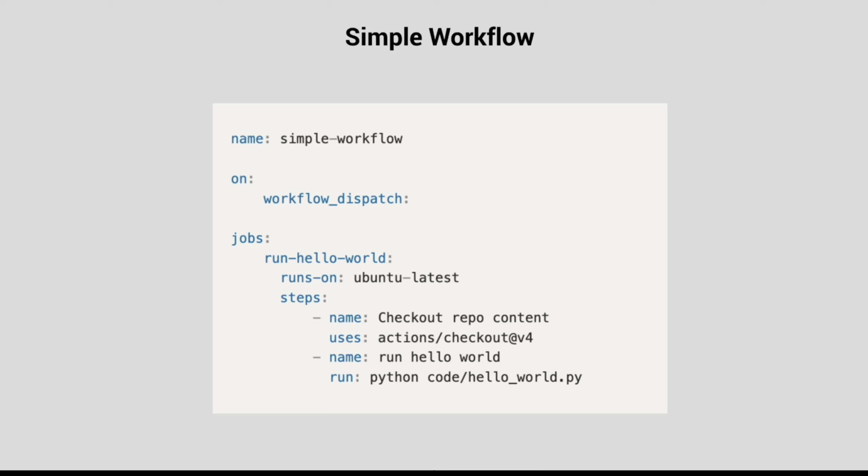Then, apply a pre-built GitHub Action, checkout at v4, to pull the repository content into the runner's environment. This ensures that the workflow has access to all the necessary files and scripts stored in the repository. Lastly, run python code/hello_world.py. Execute the Python script located in the code subdirectory by running shell commands directly in your YAML workflow file.